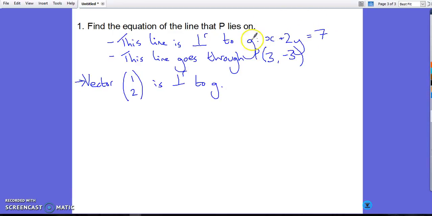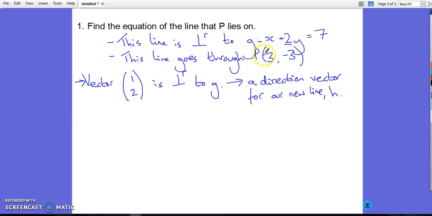Because this is in its implicit form, we can read off a normal vector to this line by the coefficients in front of the x and the y. So we know the vector 1, 2 is a normal vector for this line, so we know the vector 1, 2 is perpendicular to G. So this means this is a direction vector for our new line. And let's give this line a name as we're referring to it so often, H.